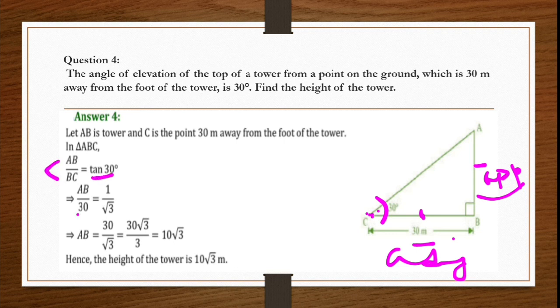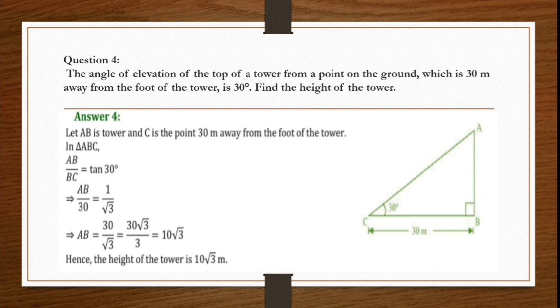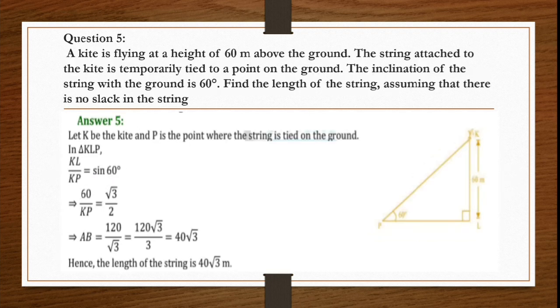In place of BC put 30. So the value of AB will be 10 root 3. That means the length of the tower AB will be 10 root 3 meters. In this way you have to solve question number 4.